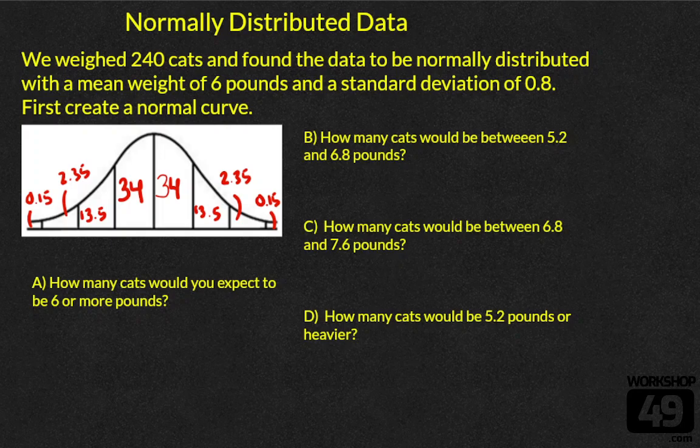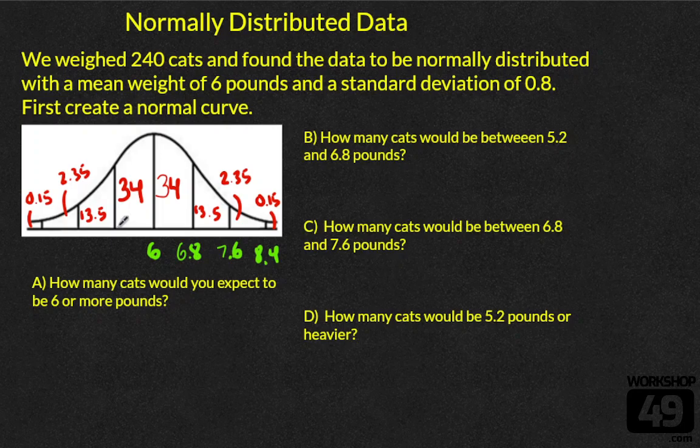So we can go ahead and label these. Our mean, which is 6, goes right in the middle here. As we go up, we need to go up by the standard deviation, which is 0.8. So our next little point here will be 6.8. We add 0.8 again, and we get to 7.6. And we add 0.8 again, and we get up to 8.4.